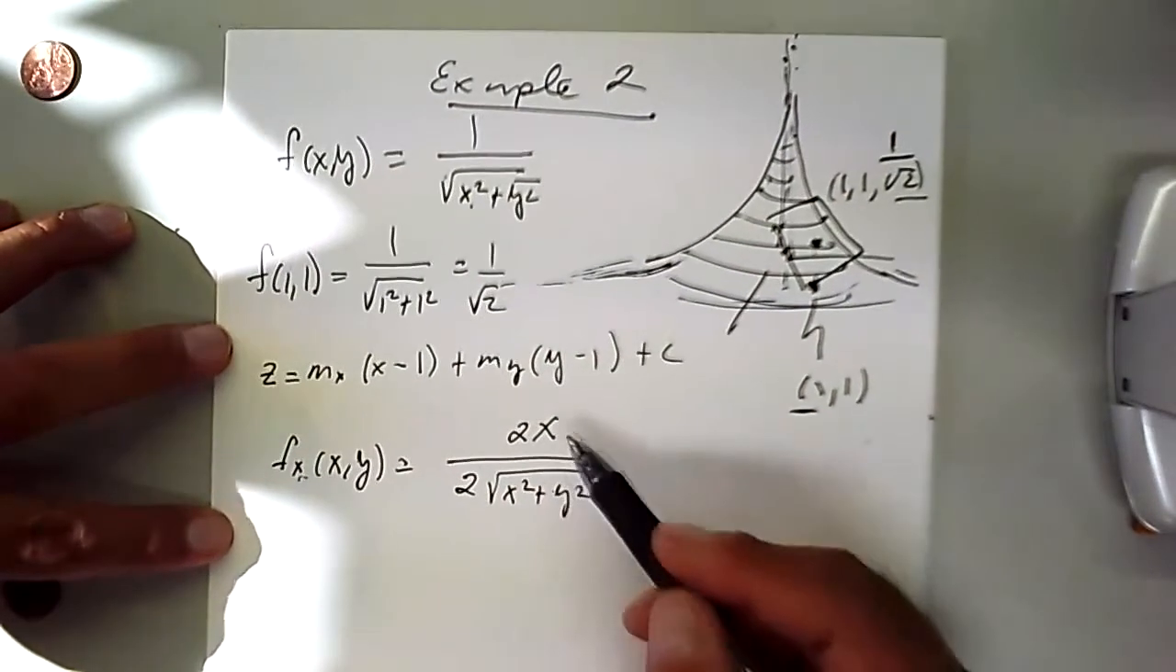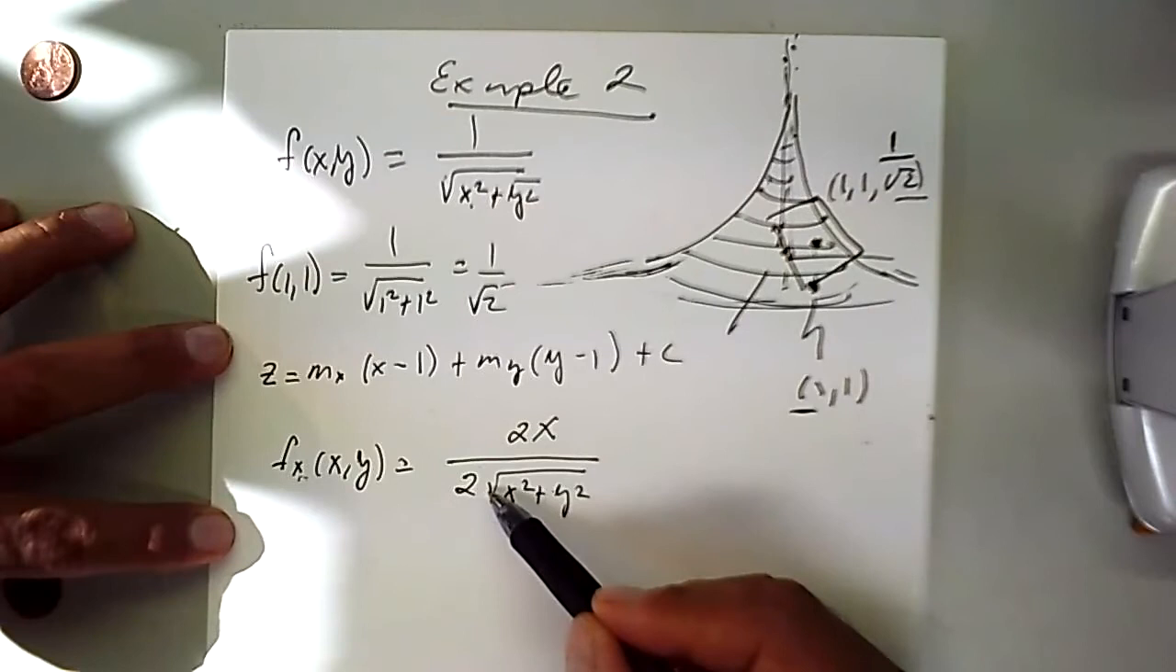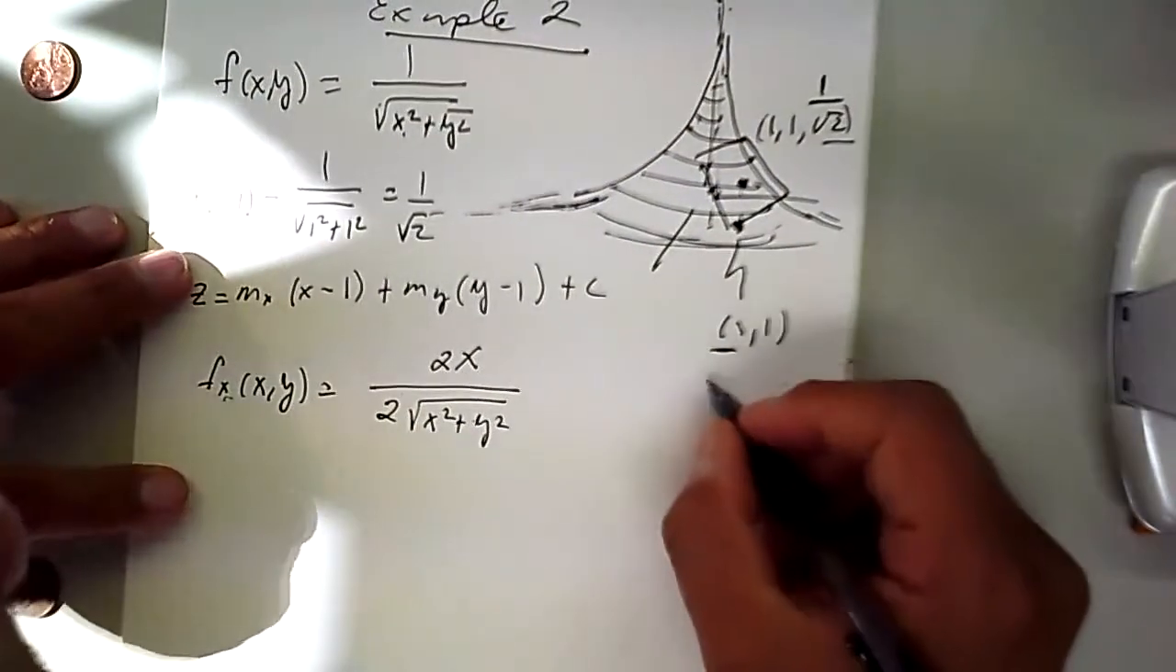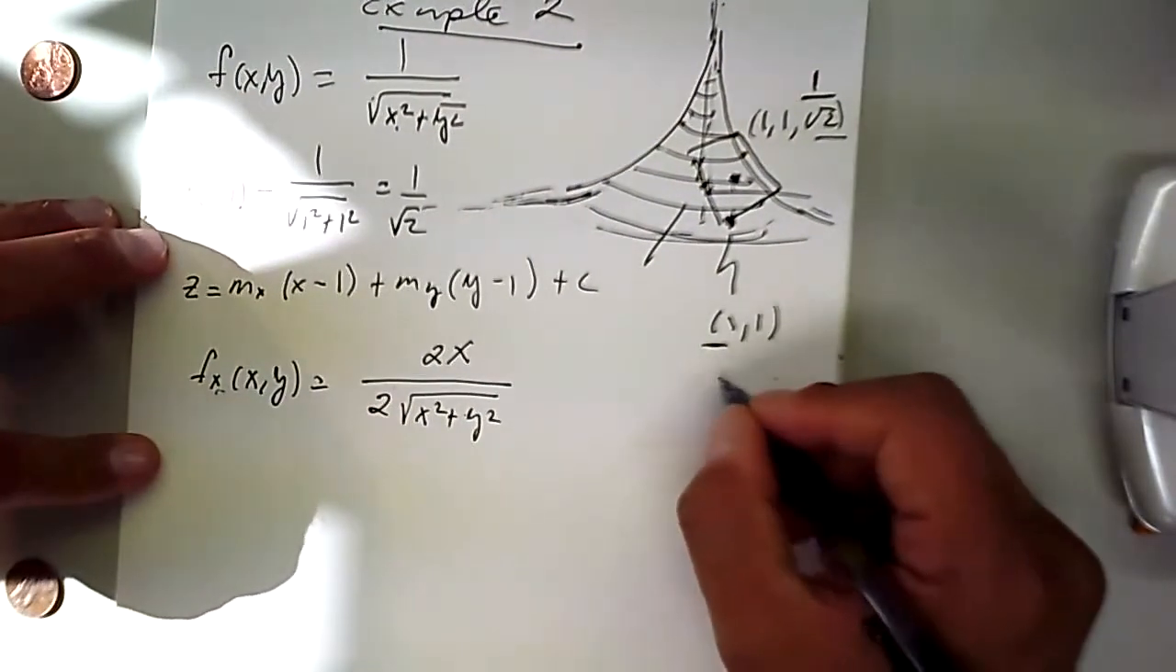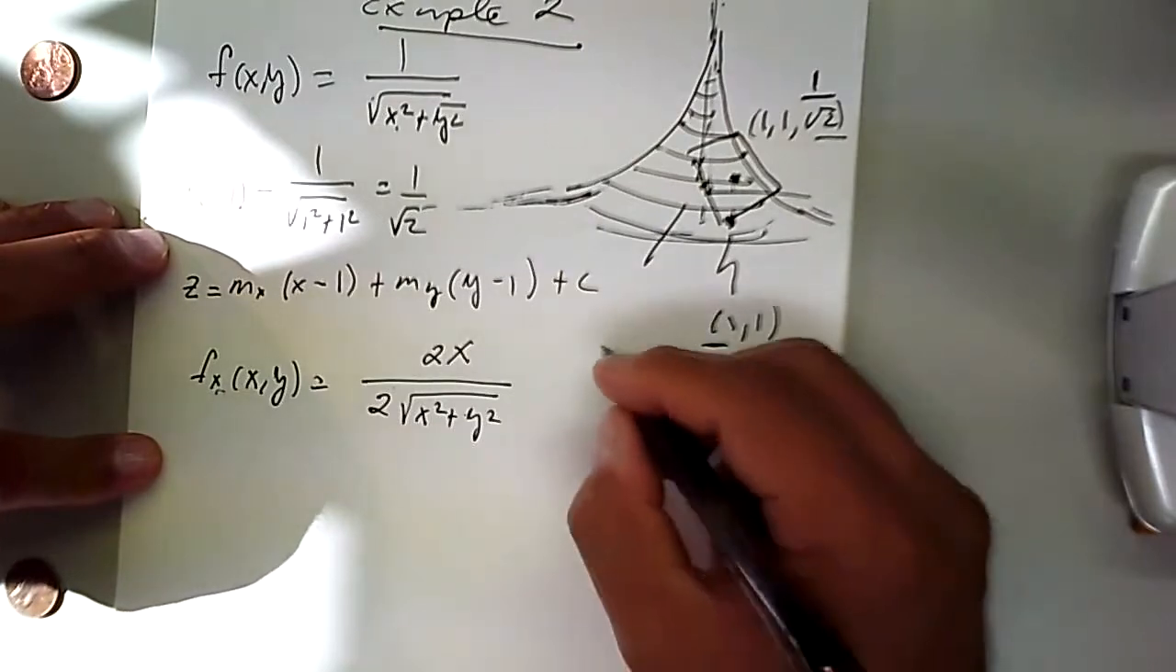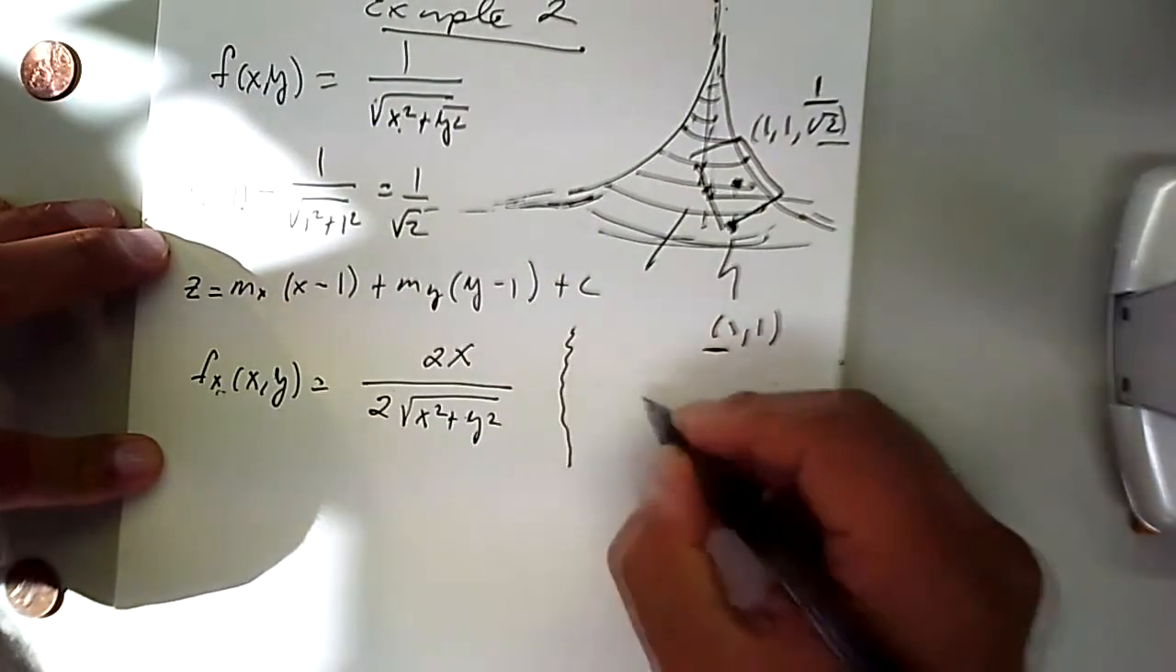Again, the reason why we have 2, well, let me back up a little bit. I'm using the power formula. So this is a side note.